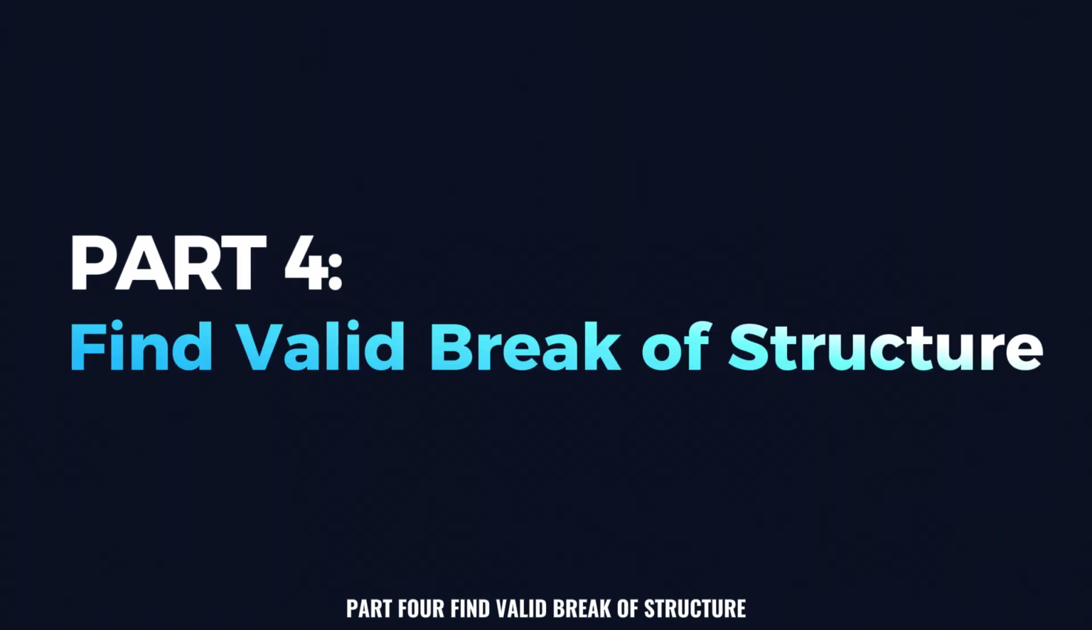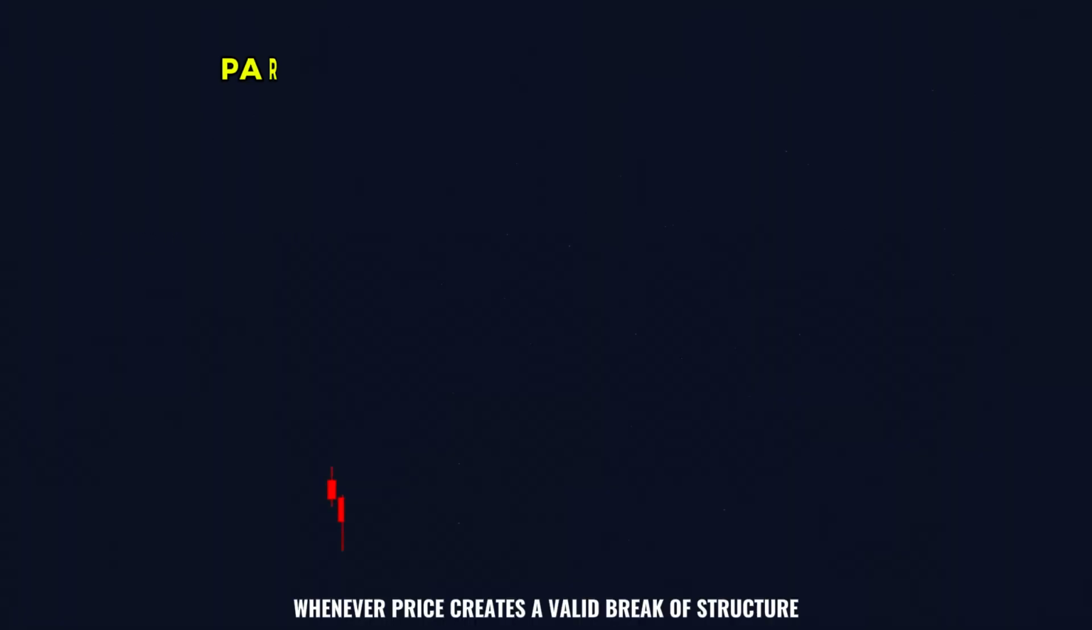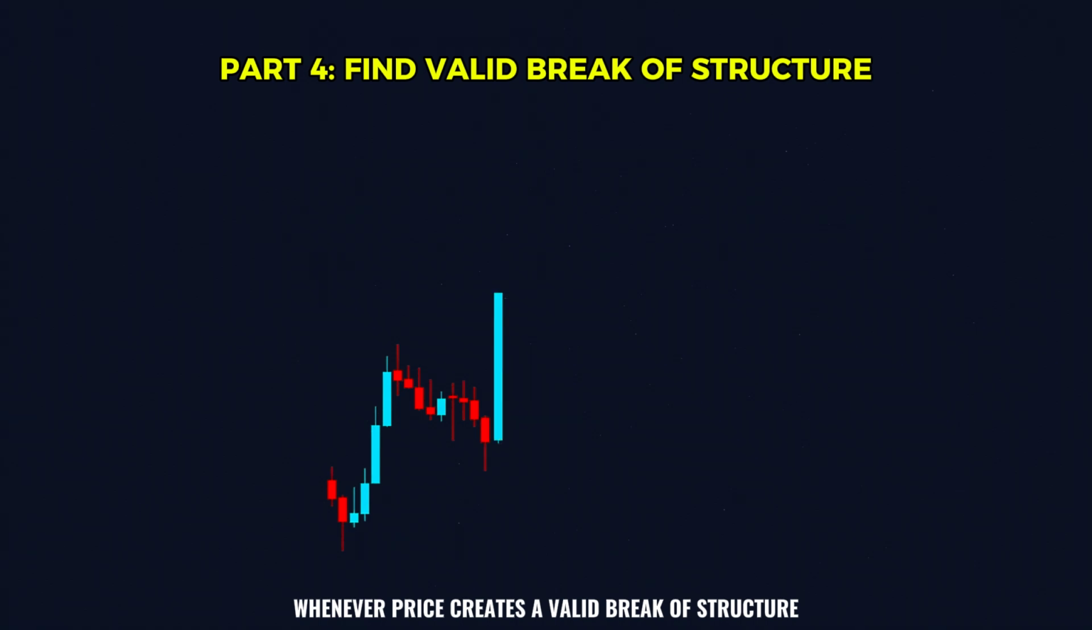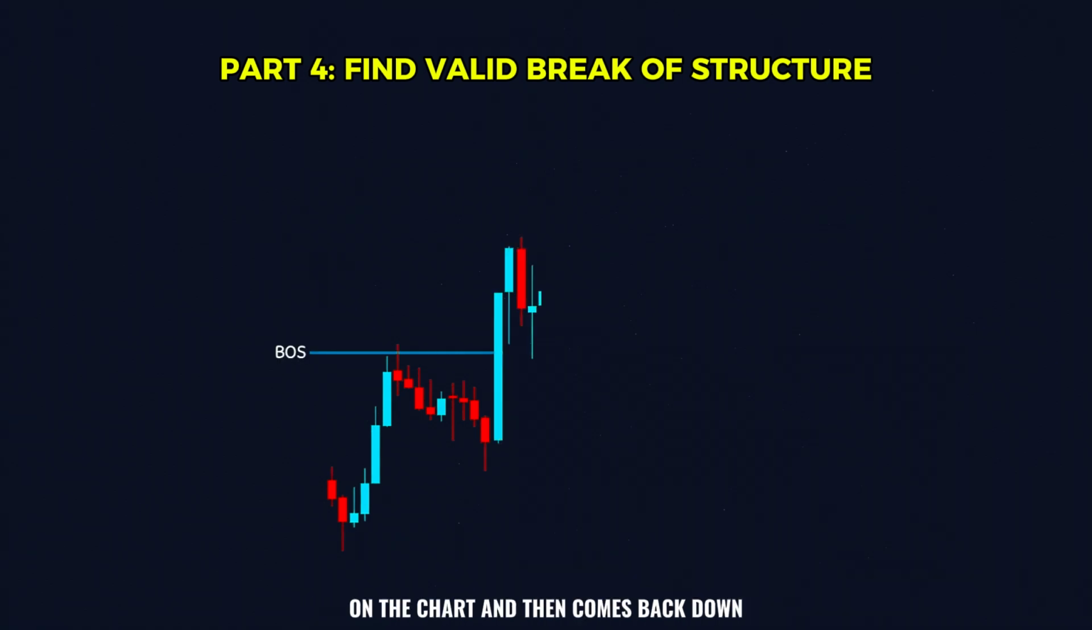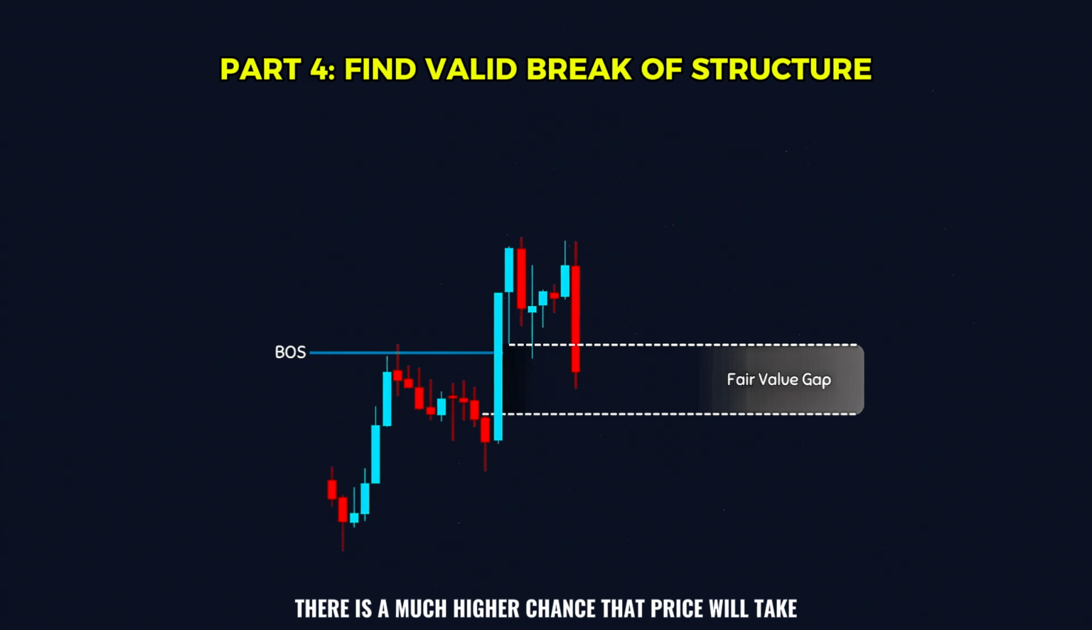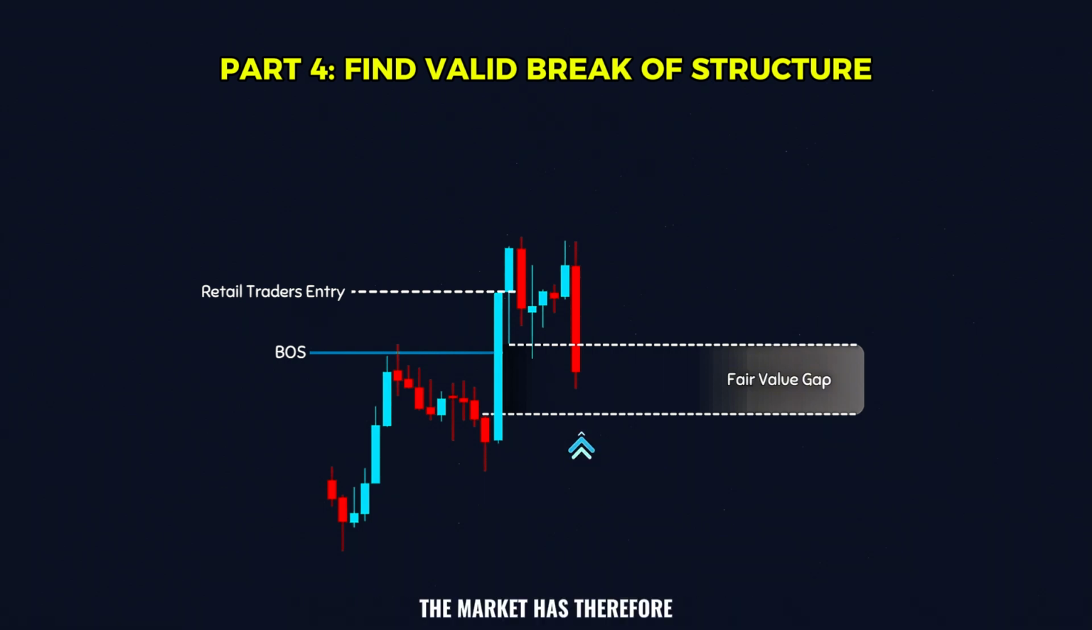Part 4. Find valid break of structure. Whenever price creates a valid break of structure on the chart and then comes back down, there is a much higher chance that price will take support from the fair value gap area and move higher again. This is because after the market breaks this swing, the retail traders who entered the market after seeing the breakout have already had their stop losses hit. The market has therefore swept their stop loss liquidity below. Because of this, price can take support from this area and continue in the direction of the previous trend.